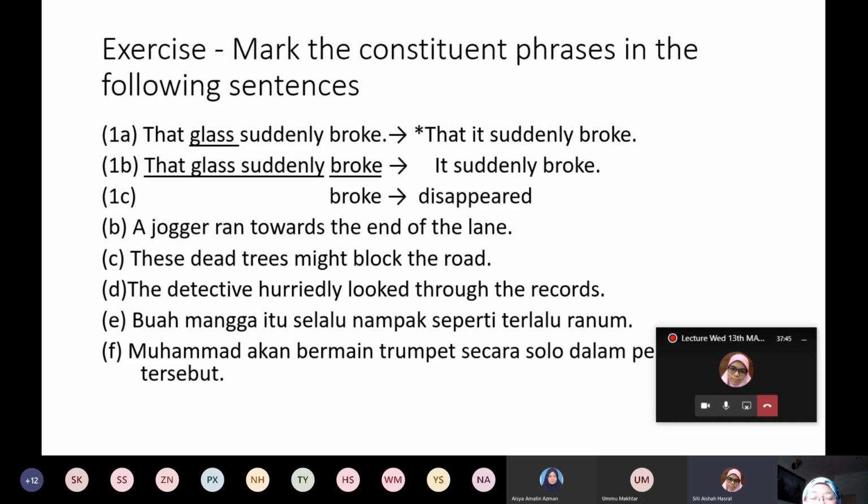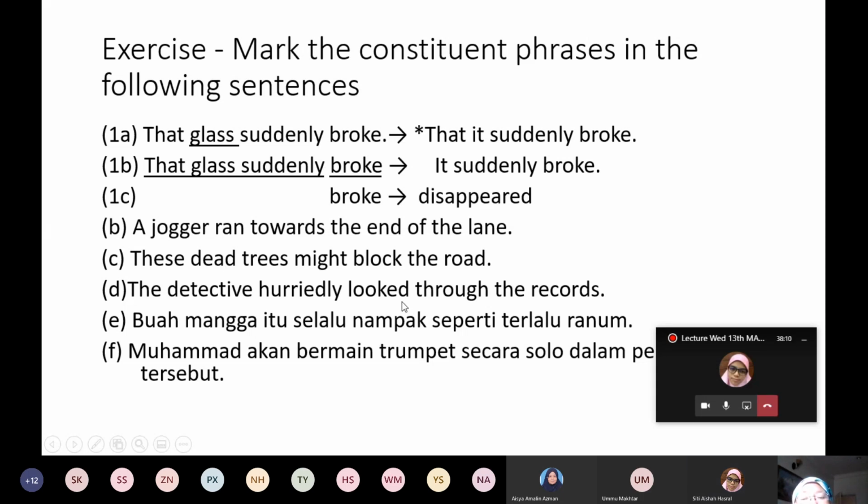Do you understand? Yes, yes. All right. So that's a good thing that you do, Siti Asha, that you actually substitute it with another similar phrase. That is a good way of determining lah. All right. So with that we go to any other question?